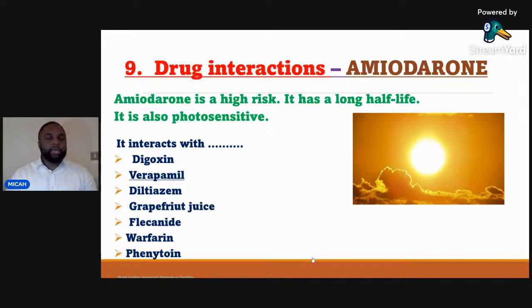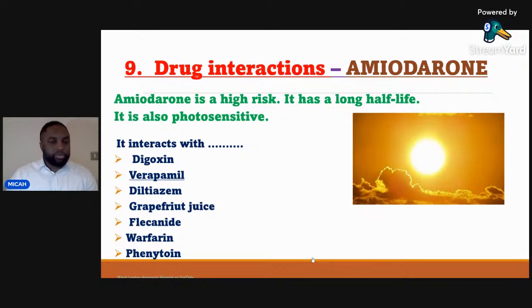So things like avoiding direct sunlight or UV light or tanning beds or things like that, they need to carry on avoiding those even after they've stopped taking the medication. They need to avoid grapefruit juice. Grapefruit juice would interact with amiodarone as well, so that needs to be avoided. If a patient is going to take digoxin and amiodarone, like I said before, we need to reduce the dose of digoxin to 50%. So reduce the dose by half of digoxin to reduce the risk of serious drug interactions.